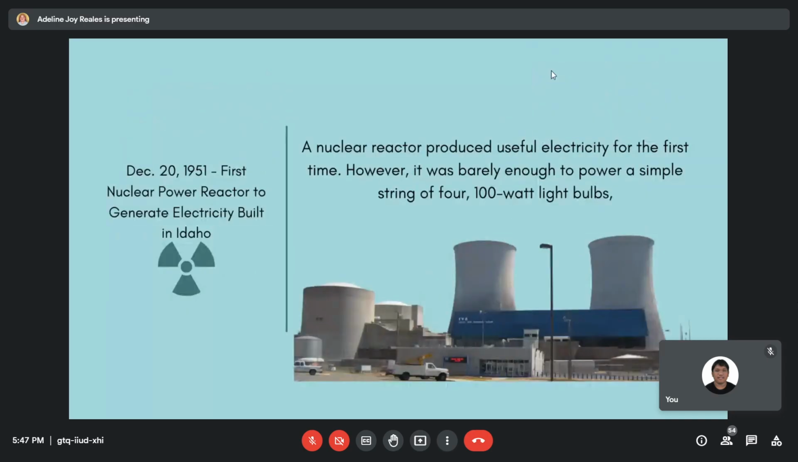On December 20, 1951, a nuclear reactor produced useful electricity for the first time. It was barely enough to power a simple string of four 100-watt light bulbs, but the 16 scientists and engineers, all staff members of Argonne National Laboratory, which designed and built the reactor, recorded their historic achievement by chalking their names on the wall beside the generator.